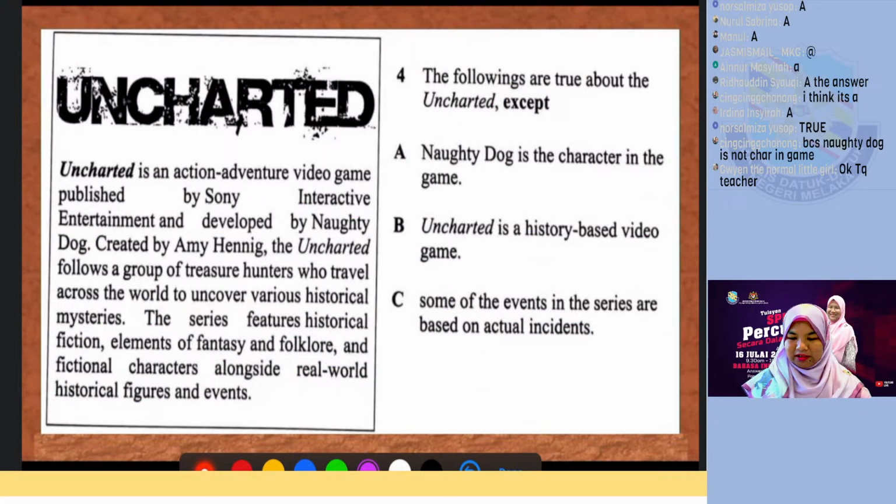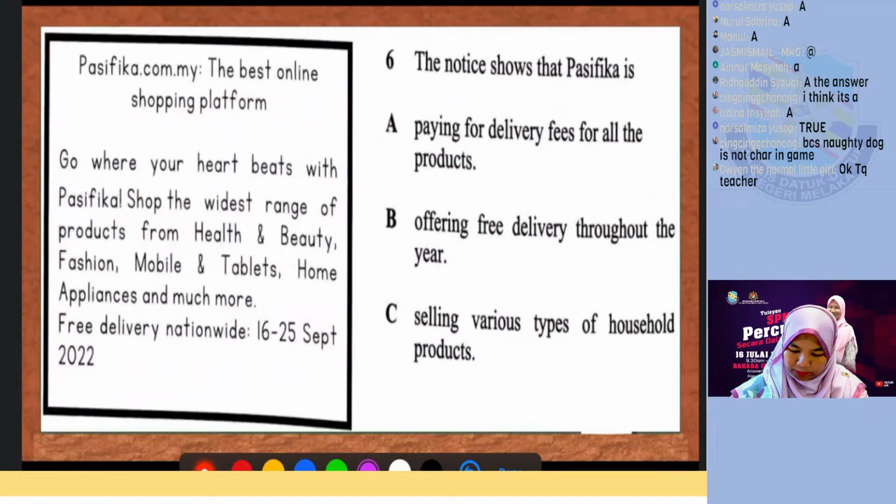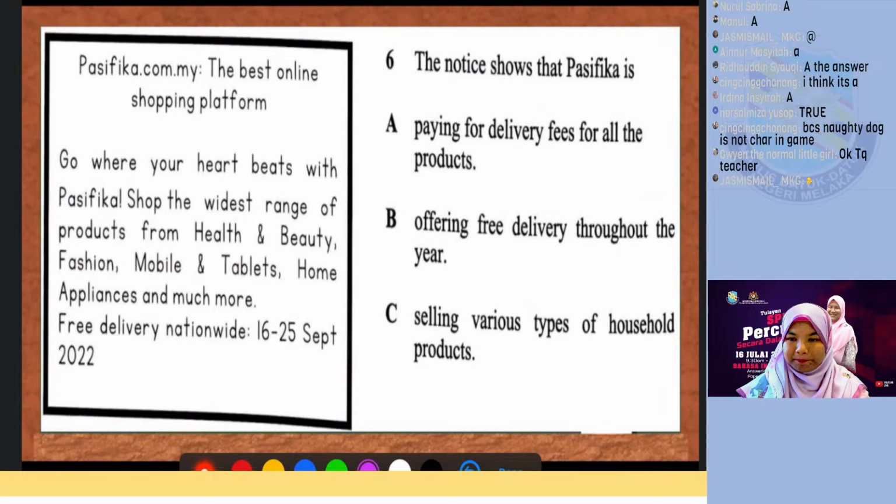I think we are running out of time. But okay, let's skip this one and go to part 2. Exercise for part 2.